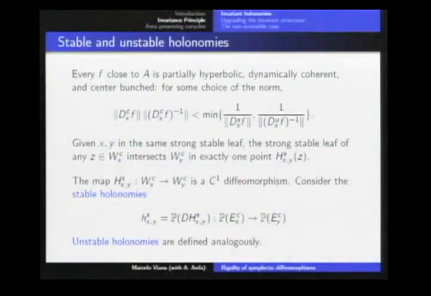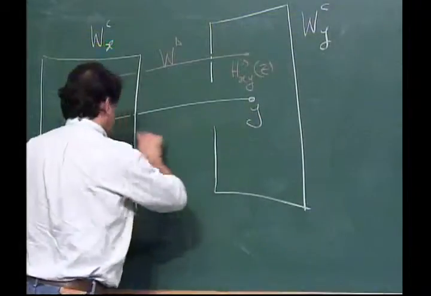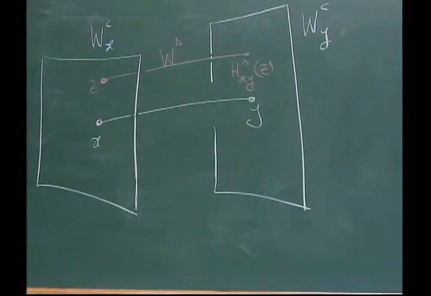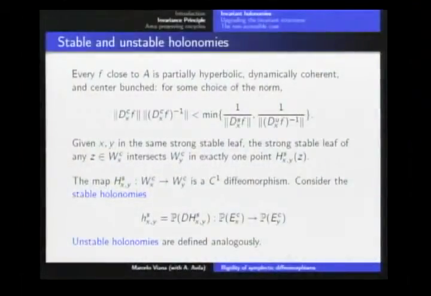So we have global maps defined from each leaf to each leaf, as long as X and Y are on the same stable leaf, that are diffeomorphisms. And these we call the stable holonomies of the map. And in just the same way, by looking at points that are on the same strong unstable leaf, we get the unstable holonomies of our map.